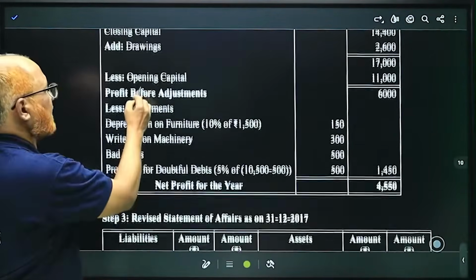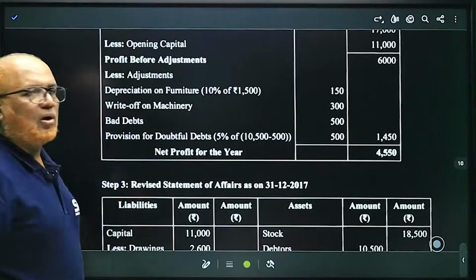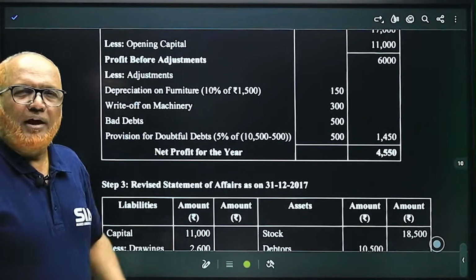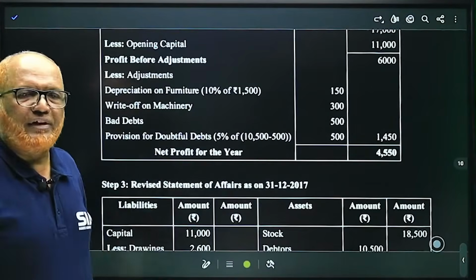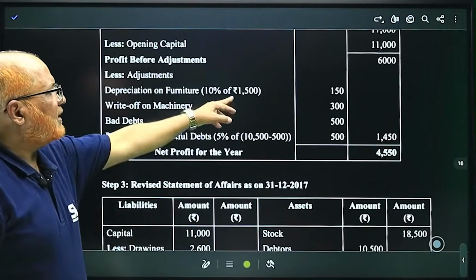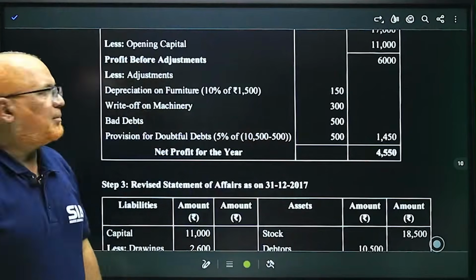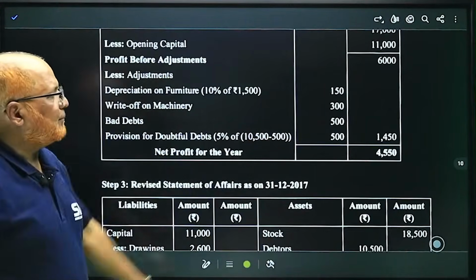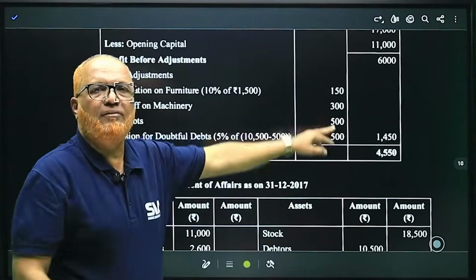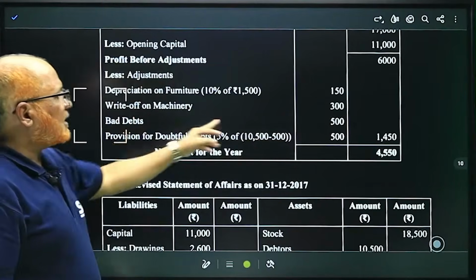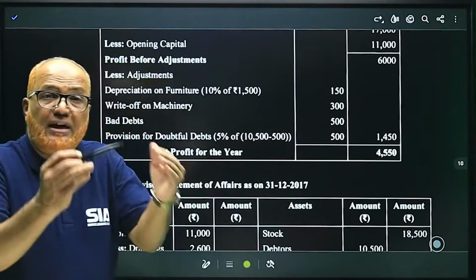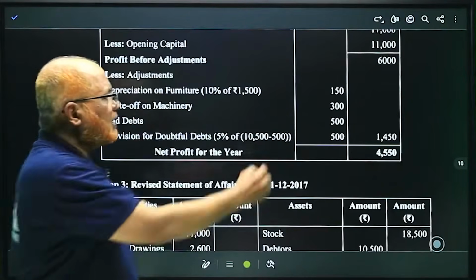So, less adjustments. Depreciation on furniture. In the problem, furniture is given as 1,500, right? On 1,500, 10% depreciation is 150. Similarly, depreciation on machinery is 300, directly given in the problem. And bad debts are given in the adjustment as 500.